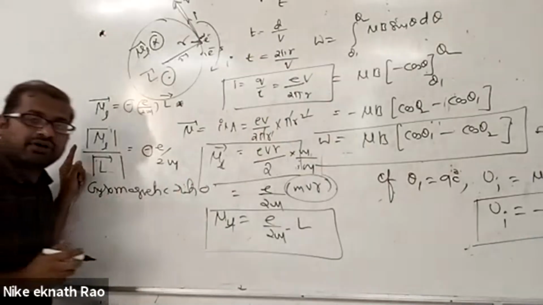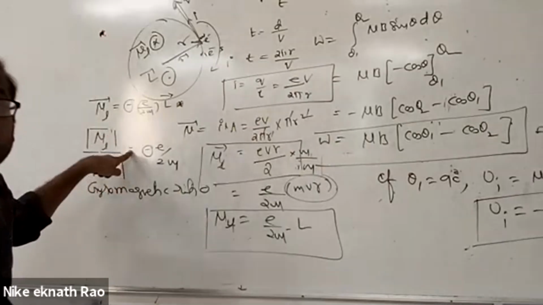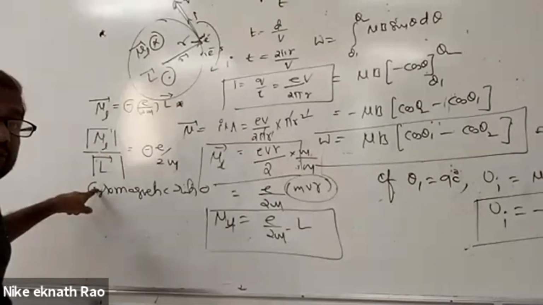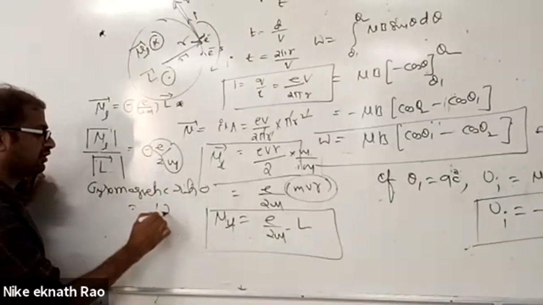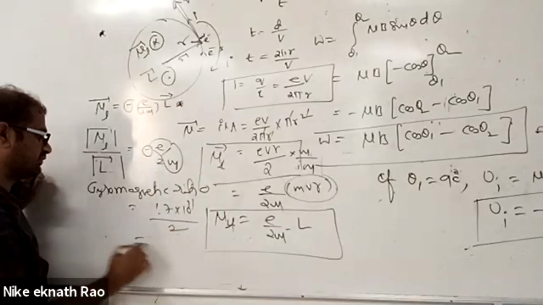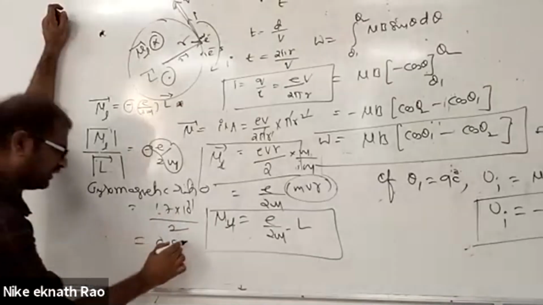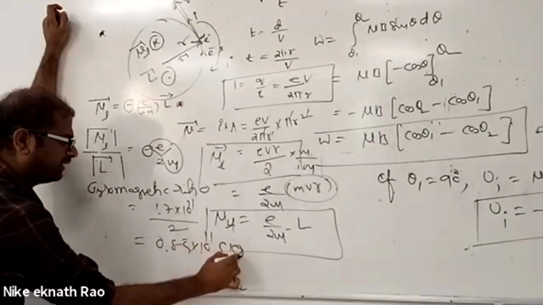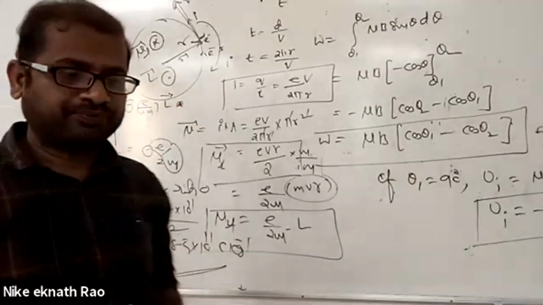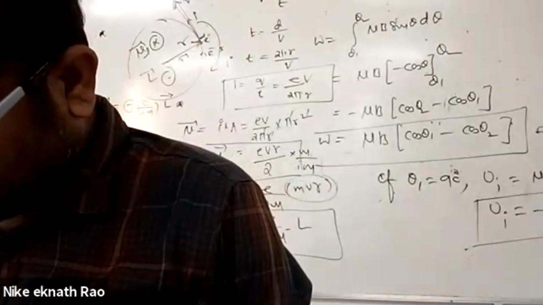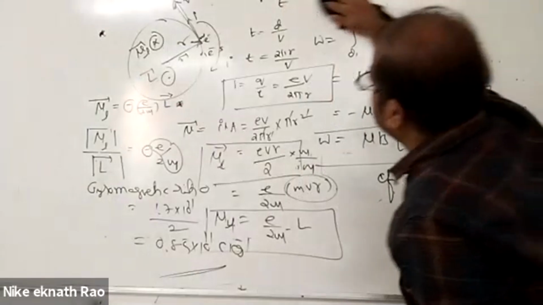So the ratio of the magnetic dipole moment vector magnitude to the angular momentum vector magnitude is called the gyromagnetic ratio. How much? e by 2m. We already know the e by m value: 1.7 into 10 power 11 divided by 2, so it comes to 0.85 into 10 power 11 coulomb per kg. Yes or no? This is called gyromagnetic ratio. And one more term you should have here is the Bohr magneton. What is the Bohr magneton? That is also a very important term here.